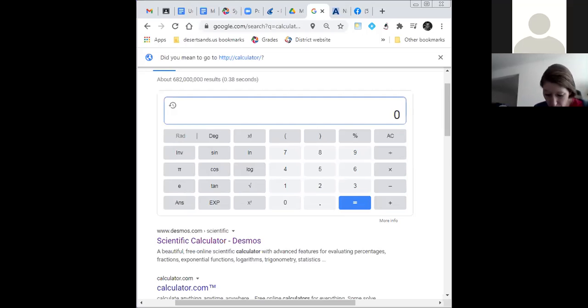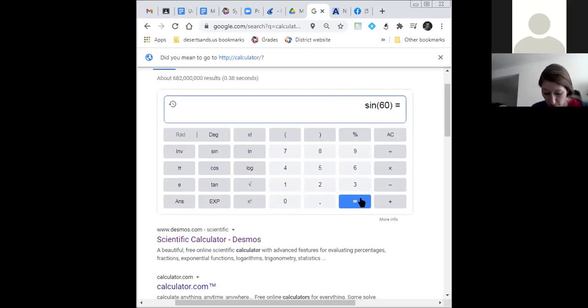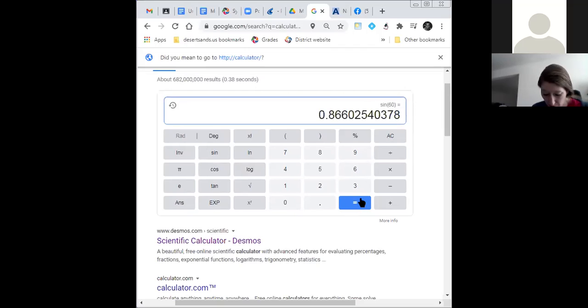Now we have sine of 60, right? There's sine, cosine, tangent. Click sine. Now it is waiting for me to tell it what degrees. So you type in 60. What I'm saying is, what is the sine of 60 degrees? Now hit enter, and that'll be your answer. So the answer is 0.8.